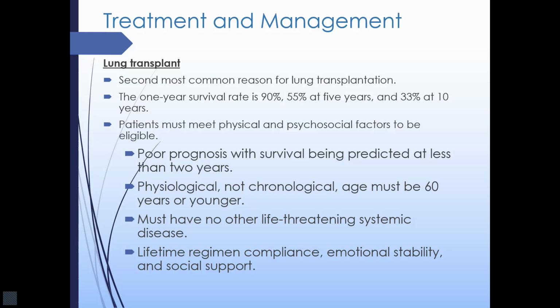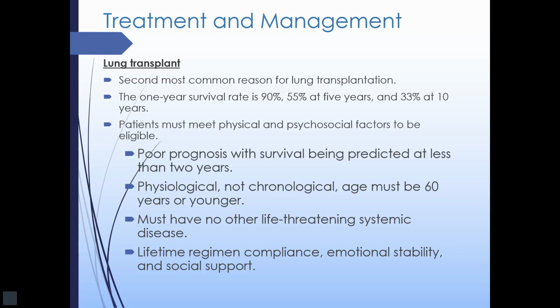Their physiological, not their chronological age, must be 60 years or younger. So that takes into account a bunch of different criteria: their cardiac status, their pulmonary status, their mental status, their physical status, and it goes into a formula and it spits out a physiological age. Some patients that are 70 years old chronologically may have a 55-year-old physiologic age. Some patients that are 50 years old chronologically may have a 65-year-old physiologic age.